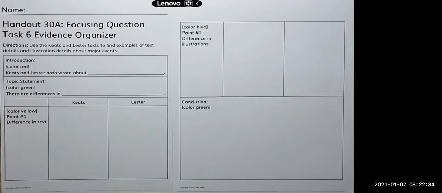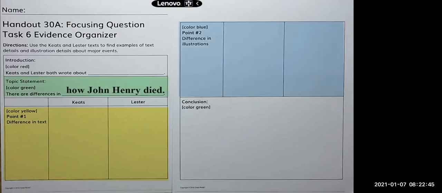Now that you have your handout, we're going to focus in on one event so you can gather evidence for both point 1 and point 2. We're going to focus in on John Henry's death at the end of each version. Ready? Here we go.